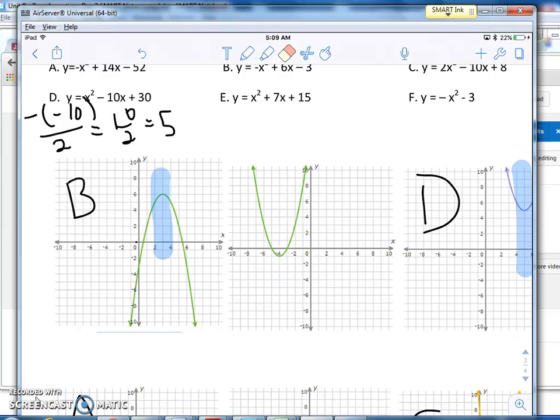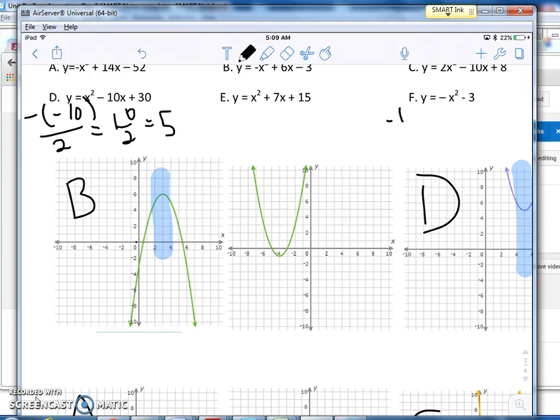Alright, we're going to continue on from the first video. What we're doing is we're trying to match these equations up with the graphs below. We're doing that first by finding the x value of the vertex and seeing if that gives us enough information. So I'm going to skip E for now and let's go to F.